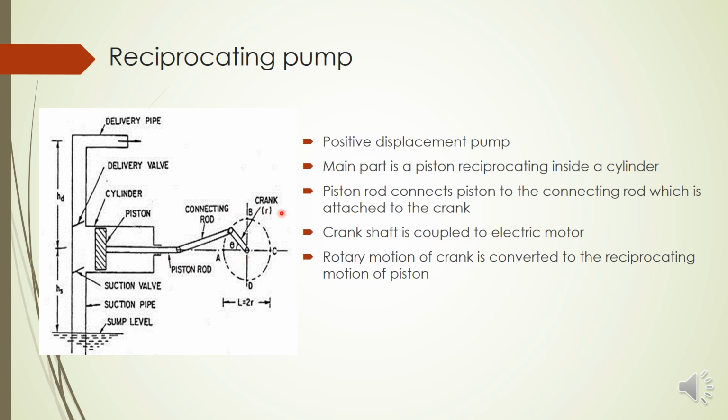Now obviously you can see the type of motion conversion here. The crank will be rotating through this circle from A to C, A to C. This link will move, and finally the piston will be moving left and right. So we are converting the rotary motion of the crank into the reciprocating motion of the piston.